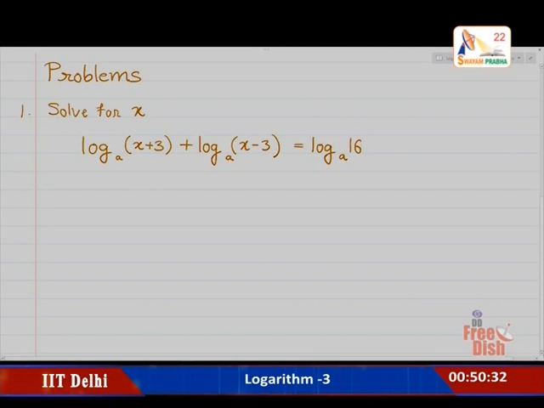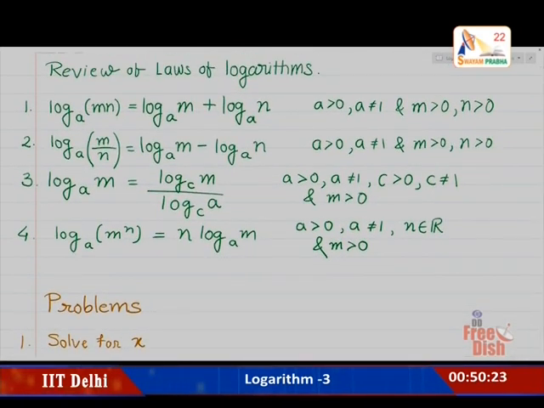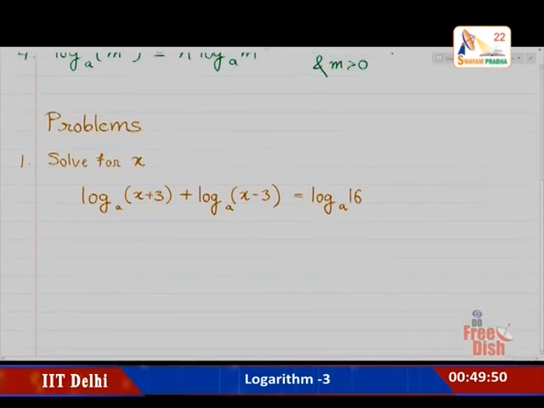So how to solve this? We can use the product rule which we have derived in the last class, which is our first rule. It is called product law. What does it say? It says log to the base a of mn is equal to log to the base a of m plus log to the base a of n whenever a is greater than 0, a is not equal to 1, and m and n are greater than 0. So you have to always check whether all these conditions are satisfied. If any one of the conditions is violated, then you cannot use the multiplication rule.